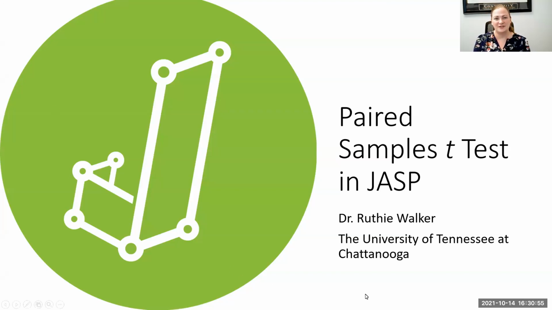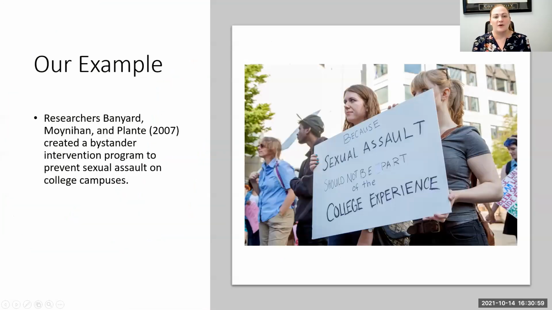So let's introduce ourselves to the data set that we'll be working with today. The data set we're going to be working with is from a published study by Banyard and colleagues from 2007. And what they did was they studied the effectiveness of a bystander intervention to prevent sexual assault. These types of programs have been pretty popular on college universities and campuses for quite some time now.